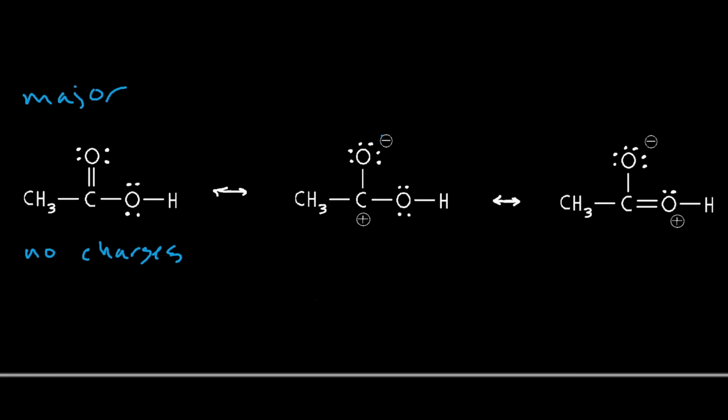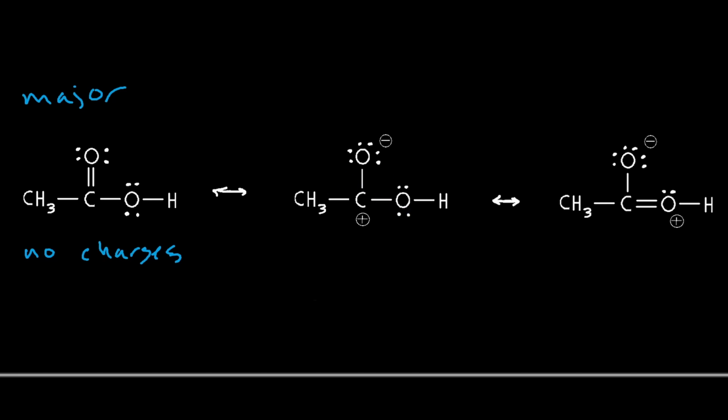At first glance, it may seem that this one in the middle is the second contributor because there's a minimal charge separation. The negative on this oxygen is right next to the positive on this carbon, whereas over here we have the negative on this oxygen, and over 2 elements we have the other positive on this oxygen. So we may want to say that this is number 2 and this is number 3. However, that's not the case here because remember the first and most important rule, and that is the octet rule.